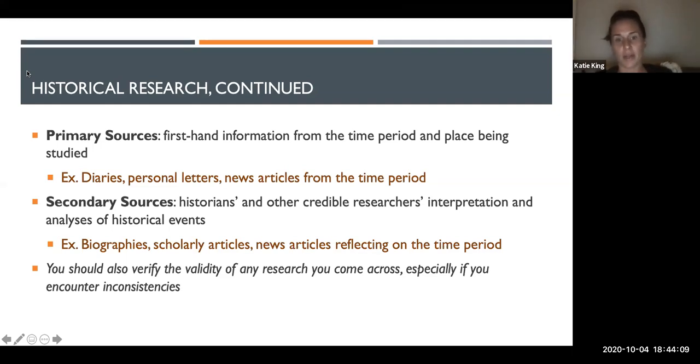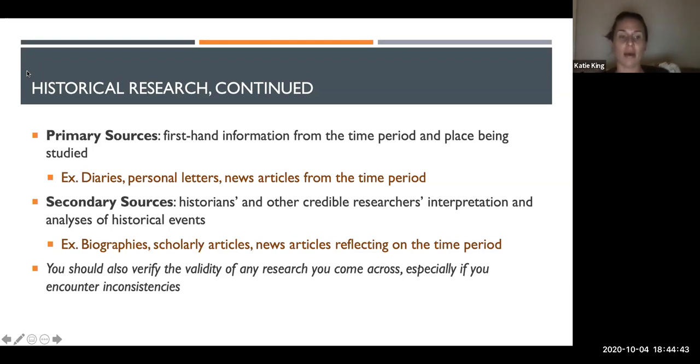Secondary sources, on the other hand, are like one removed, right? Where primary sources are texts or pieces of information from the time and place in which the narrative occurs. Secondary sources are kind of one removed, or even further, right? So you'll have things like historians and other credible researchers' interpretations or analyses of these events. In other words, these aren't people who are living at the same time period. They're kind of looking back, right, through a secondary lens of history to critique these events, right?